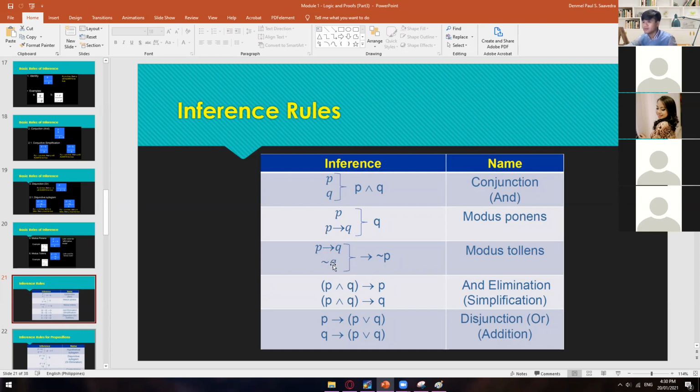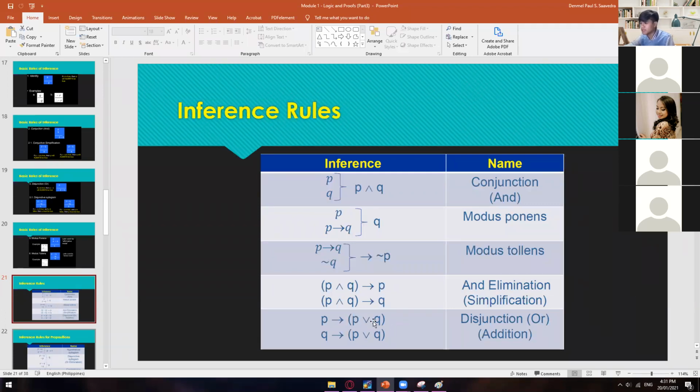And then in here, this one is modus tollens. So we have a negated conclusion, so you have to negate your hypothesis as your result. And then we have here and elimination or simplification. So P and Q is concluded as P. So it could be this one or this one. Out of those two, they are both correct. So you can answer P or Q, right?